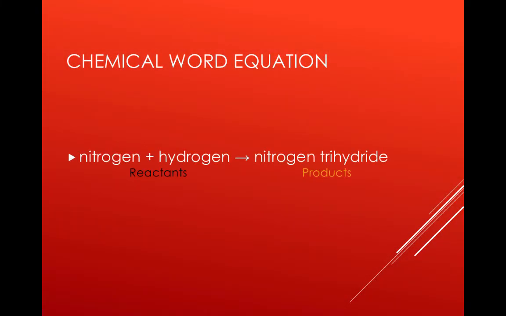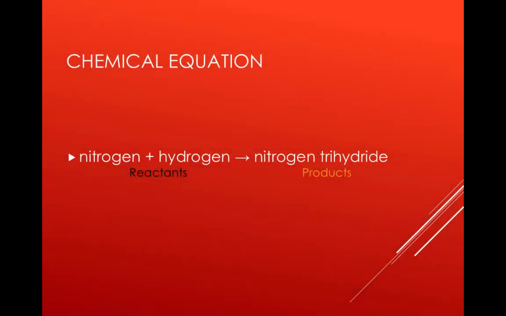In our example, the reactants are nitrogen combined with hydrogen, and the product is nitrogen trihydride. On the left are the reactants, on the right we have the products. In the middle we have an arrow showing the direction of the chemical reaction. This is what is being made, created, or what the chemical reaction yields. We don't use an equal sign.